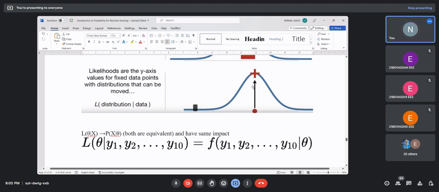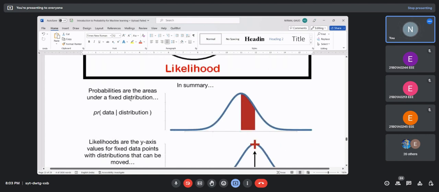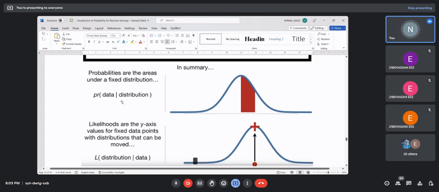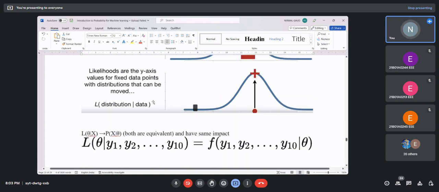Whatever the data points are, they are fixed in nature, with distributions that can be moved. On the y-axis I have fixed data, 5, 10, 20, 30, whatever data points are available on my y-axis, and I can get a likelihood over them. I'm not talking about area, I'm talking about fixed data points. Here I'm talking about the fixed area under the distribution. Within the distribution I can get anything; that's probability. But in the case of likelihood, I can get anything with these particular y-axis points, the fixed data points. That's called likelihood.